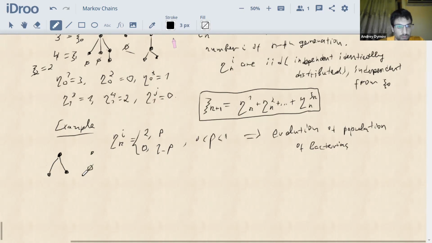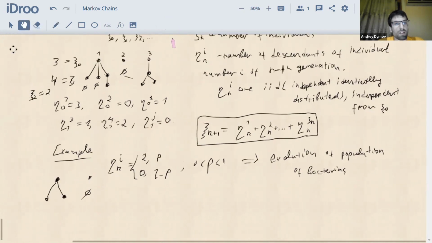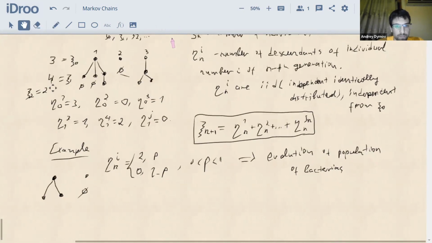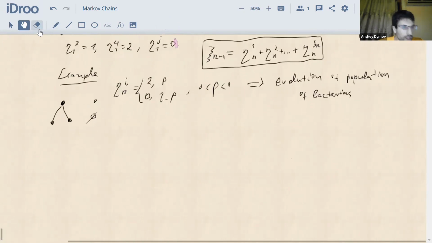Okay, and then we ask the question, how many bacteria we will have after, say, 10 iterations of this procedure.